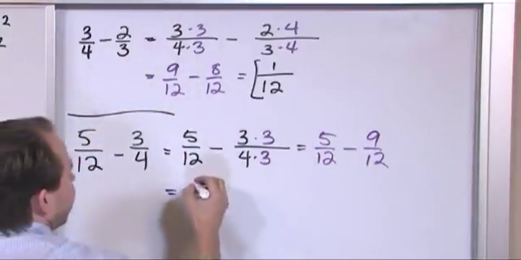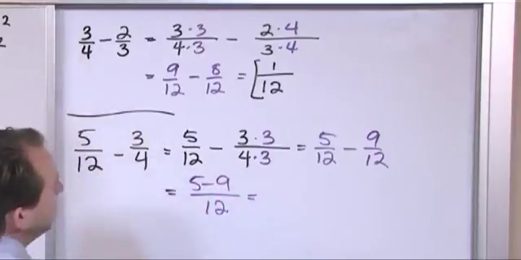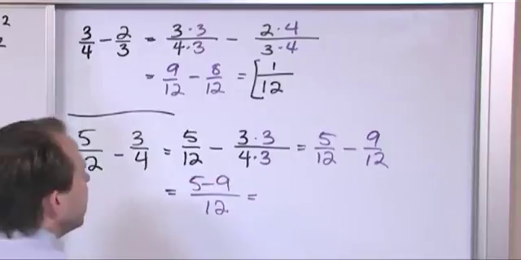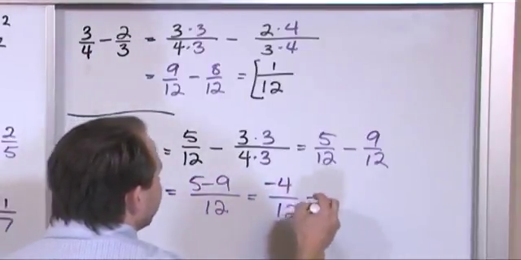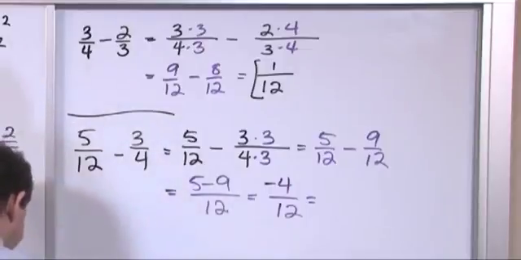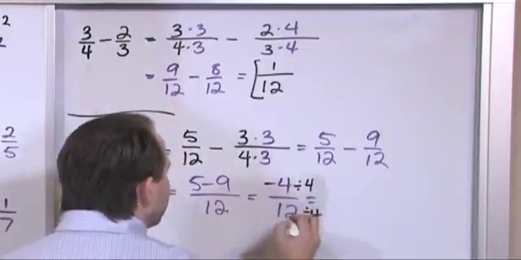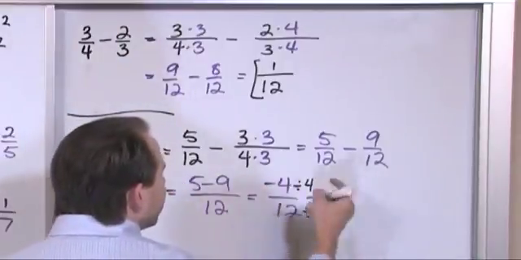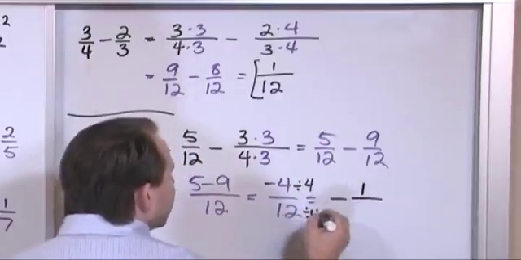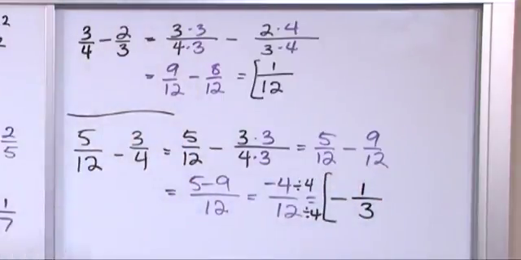And so what I'm going to have is 5 minus 9 in the numerator over 12, because the denominator is the same. 5 minus 9 is -4/12. And so basically I can simplify this fraction by dividing by 4, dividing by 4. And so what I'm going to have in the end is negative, don't forget the negative still there. 4 divided by 4 is 1, 12 divided by 4 is 3, -1/3.